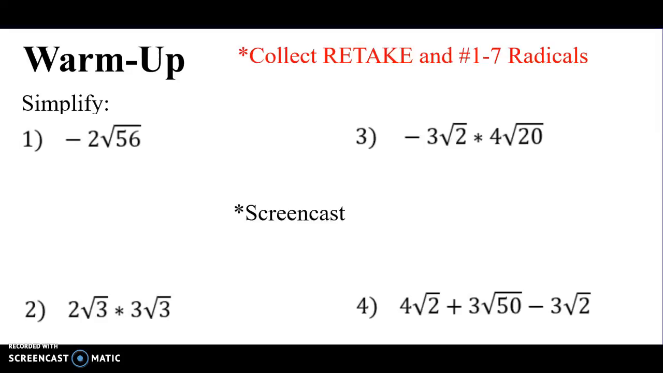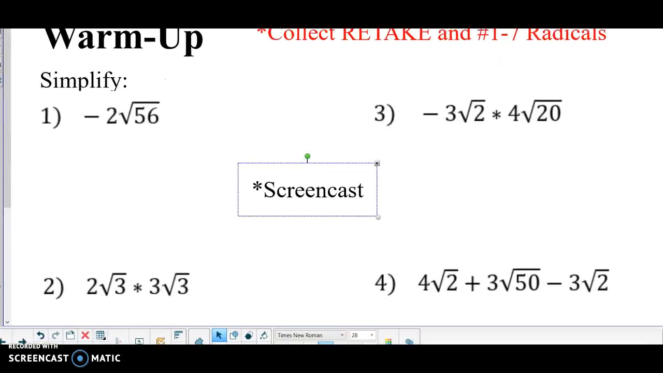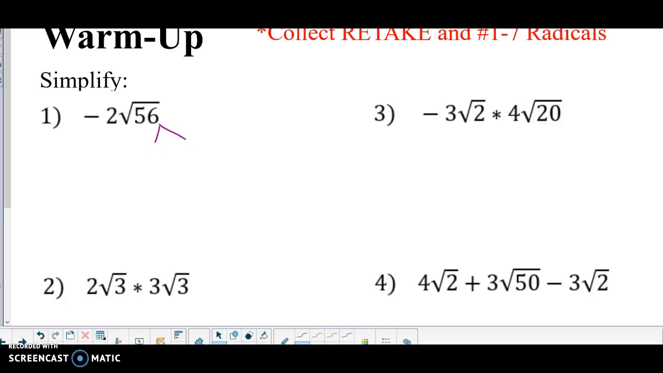All right, so on number 1, what is not simplified? The radicand is 56. So last class we practiced doing your perfect squares. Let's just do a little factor tree here. So what times what is 56?